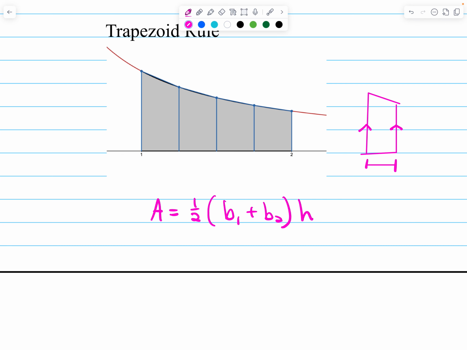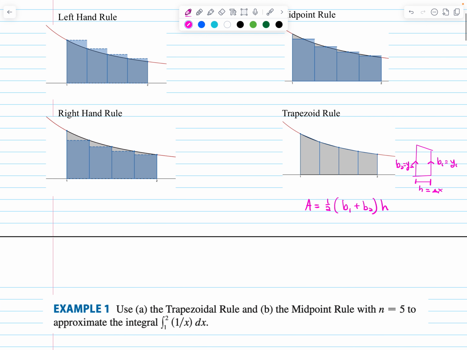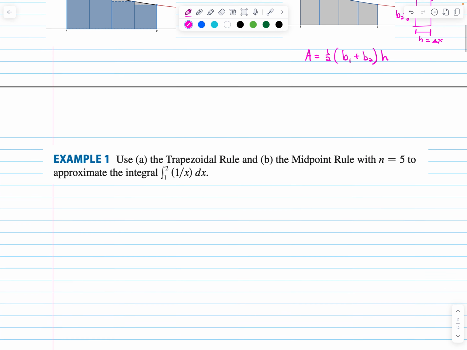So when you're using the trapezoid rule, the height of your trapezoid is always going to be some delta x value, and the bases of your trapezoid are going to be the y values on the curve that we're trying to approximate the area underneath. Okay, let's jump to an example of how this works, and hopefully we'll have time in this video to do a free response problem, because that's a homework I'm going to have you guys try.